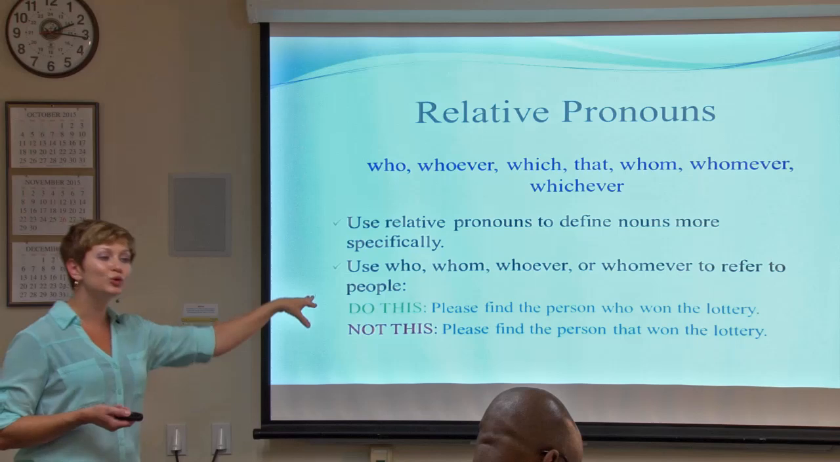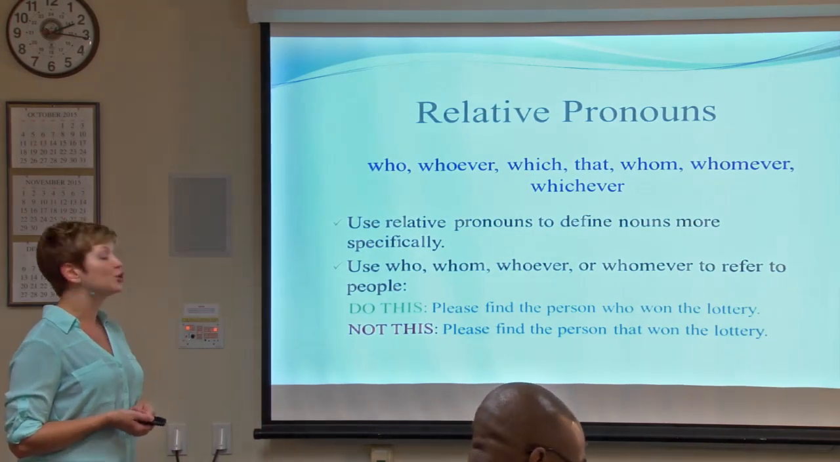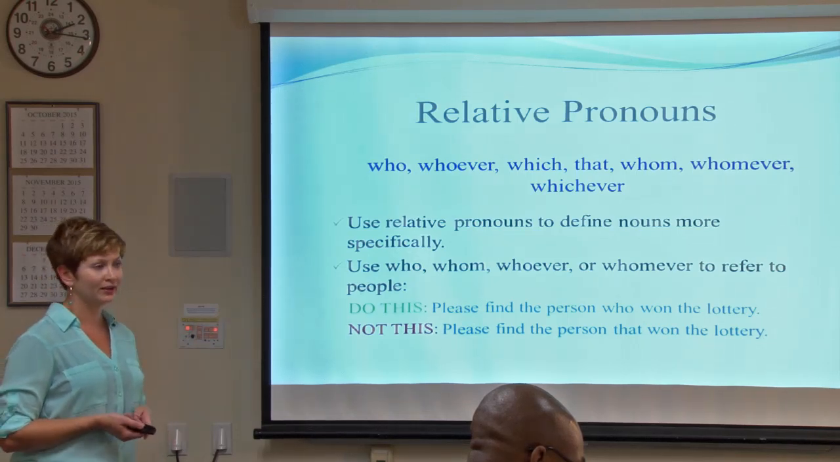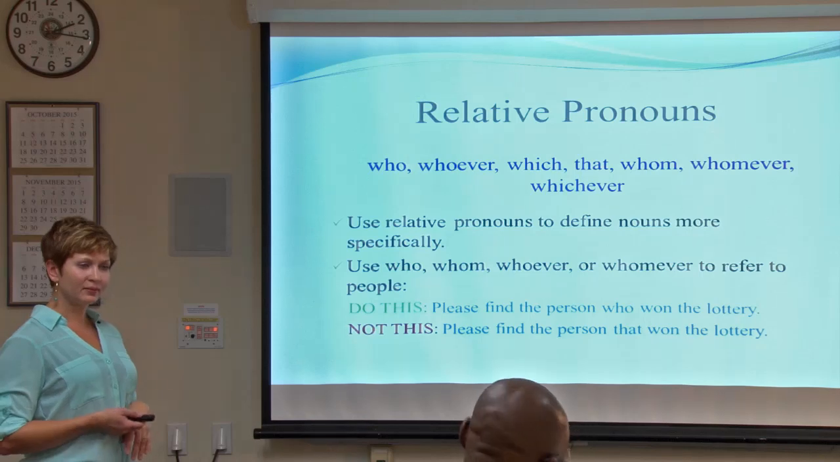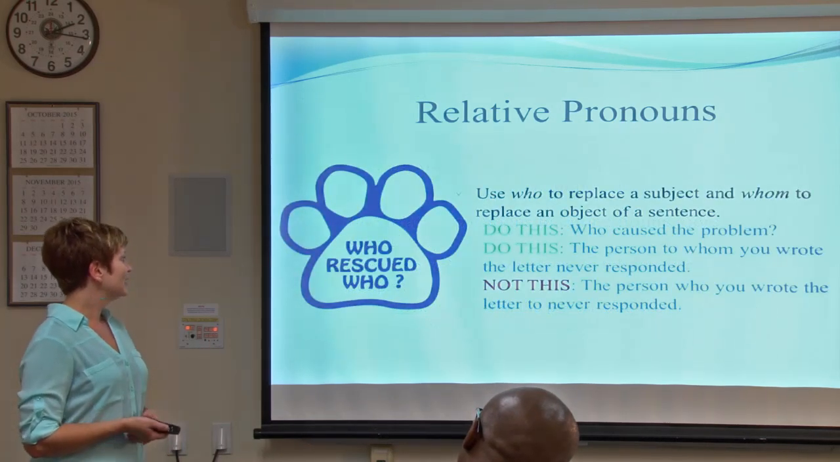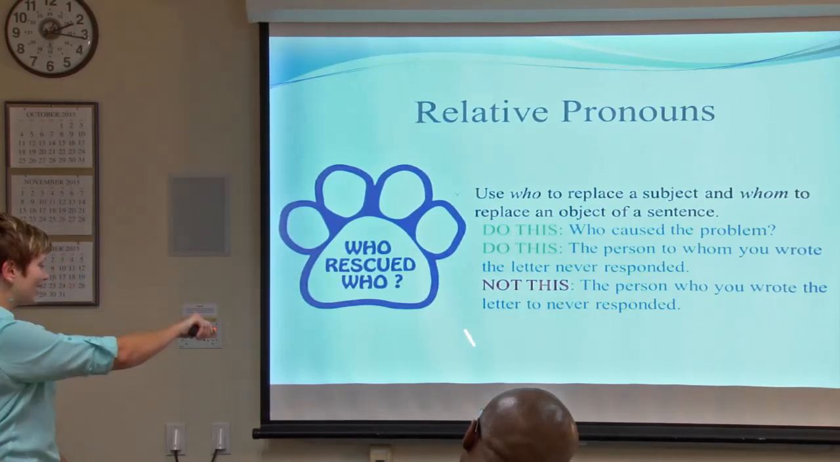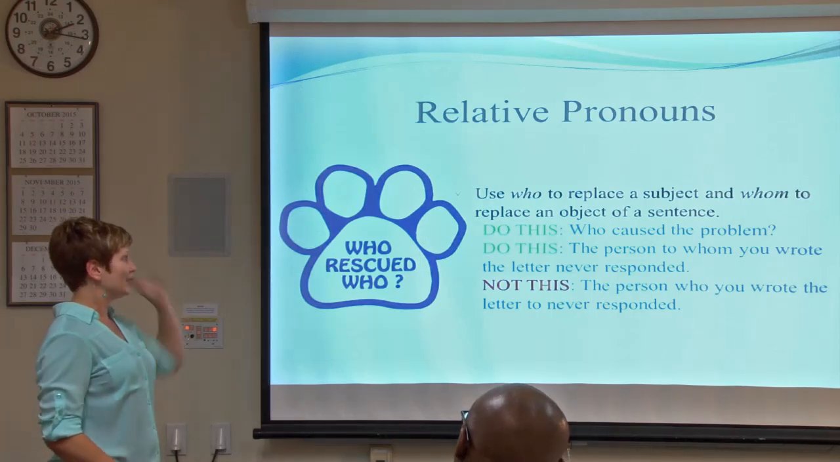People are who, not that. Okay? So please find the person who won the lottery, not please find the person that won the lottery. It's an easy pitfall, but keep it in mind. Make sure that people are people in your sentences. Now, this should be a giant cross out. I did have an animation there at one point and it disappeared, but okay.